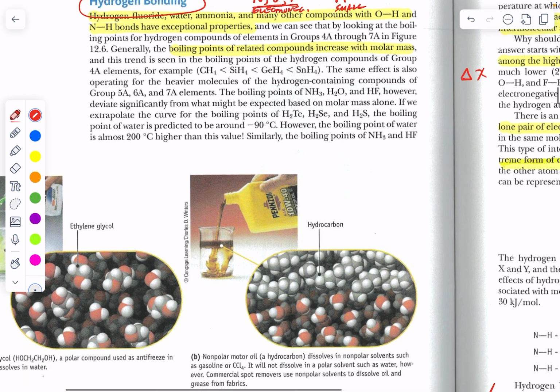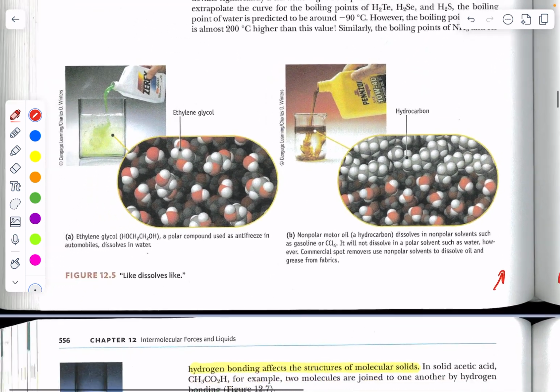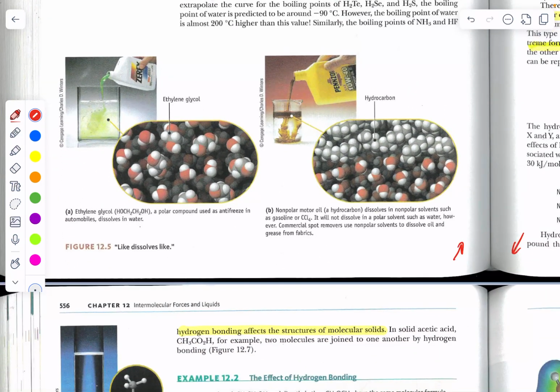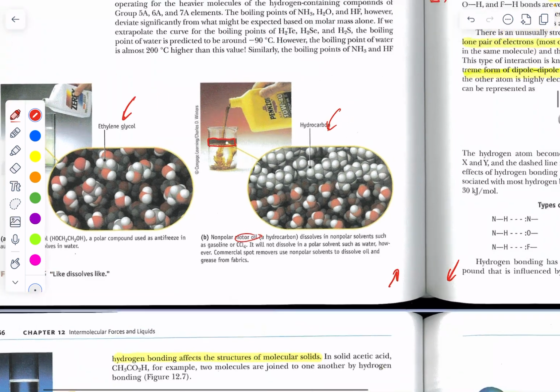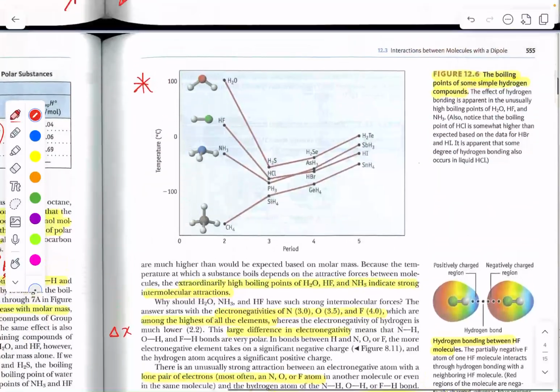Now, before we look at a very important graph, here's ethylene glycol, otherwise known as antifreeze, interspersing with the water molecules. And here are some hydrocarbons being mixed with what looks like motor oil. And you can see the layering effect here. One layer on top of the other layer. It doesn't dissolve.